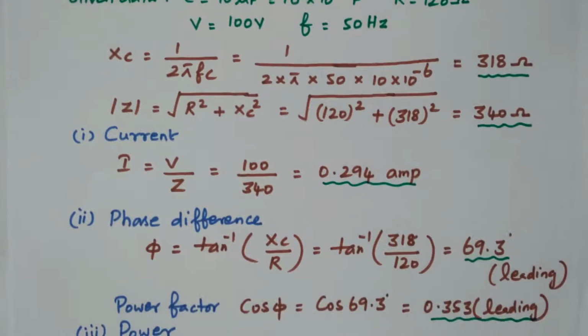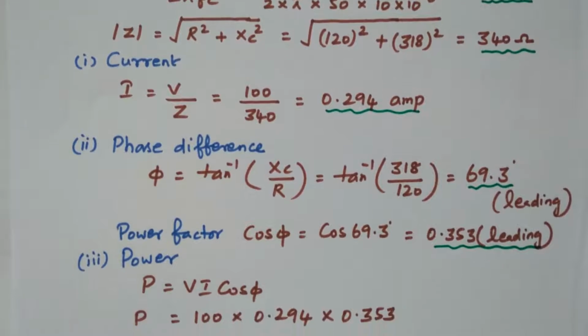Now we will go to the phase difference. The formula is available: phi equal to tan inverse Xc by R. From the phasor diagram this formula is derived. So Xc value is 318, we calculated, 318 divided by R value 120. So tan inverse 318 by 120, we got 69.3 degrees.